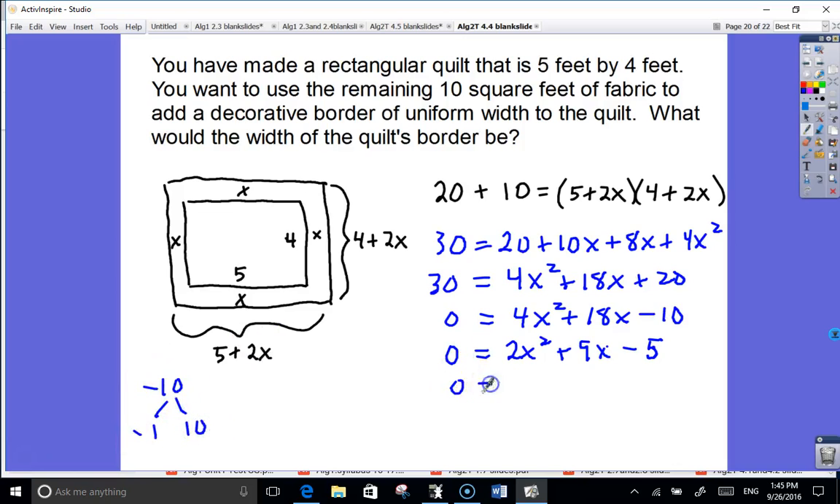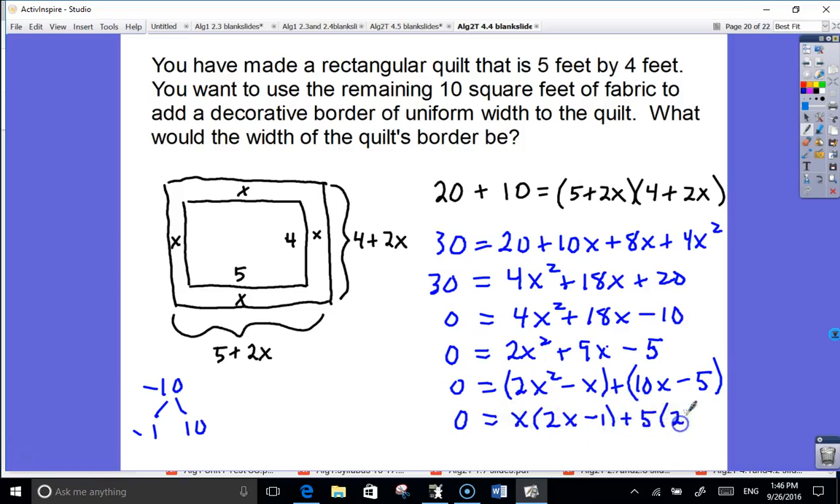So we write it 0 equals 2x squared minus x plus 10x minus 5. Group the first two terms, group the last two terms. Make sure that plus is in the middle of the parentheses. Factor each set of parentheses. 0 equals x times 2x minus 1 plus 5 times 2x minus 1. So we're almost done. 0 equals x plus 5 times 2x minus 1.